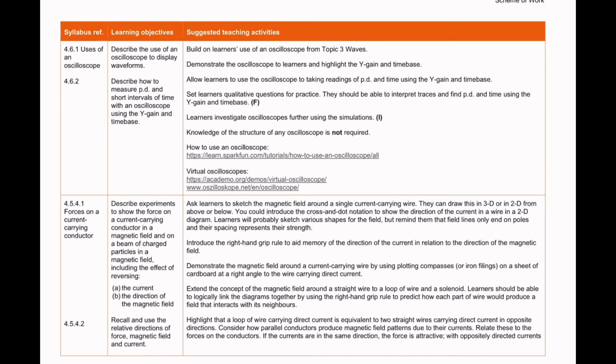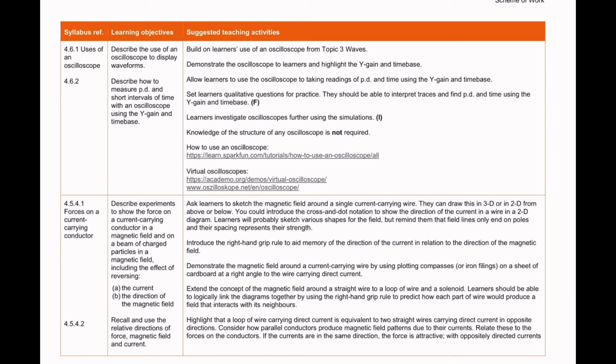4.5.4.1: Forces on a current-carrying conductor. Learning objectives. Describe experiments to show the forces on a current-carrying conductor in a magnetic field and on a beam of charged particles in a magnetic field, including the effect of reversing: A, the current; B, the direction of the magnetic field.